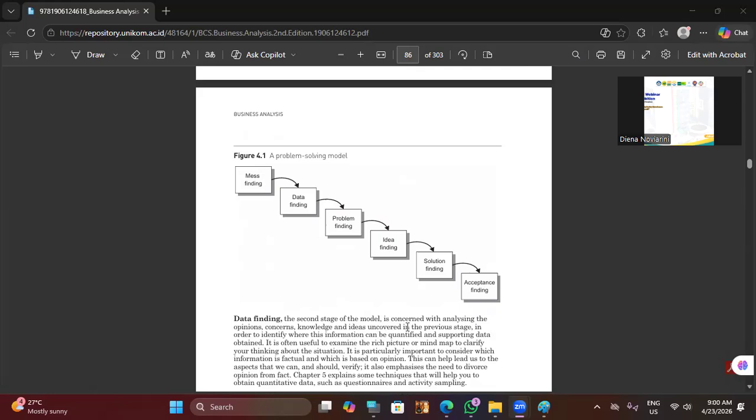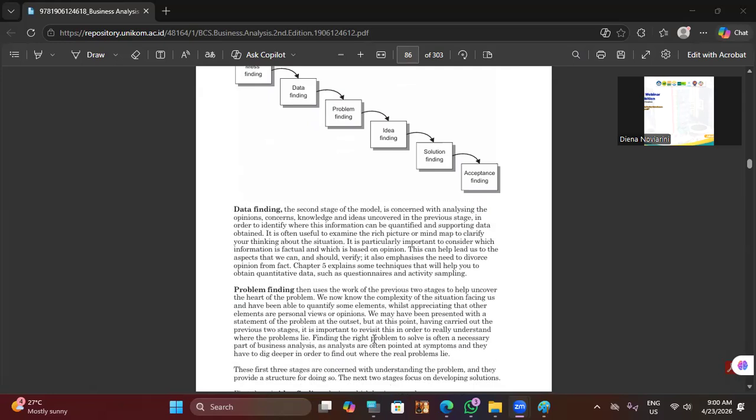The second stage of the model is concerned with analyzing the opinions, concerns, knowledge, and ideas uncovered in the previous stage in order to identify where this information can be quantified and supporting data obtained. And then we extract the data finding into problem finding. This is used when the work of the previous two stages uncovers the heart of the problem.